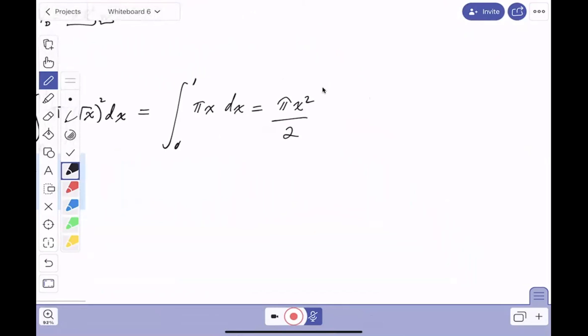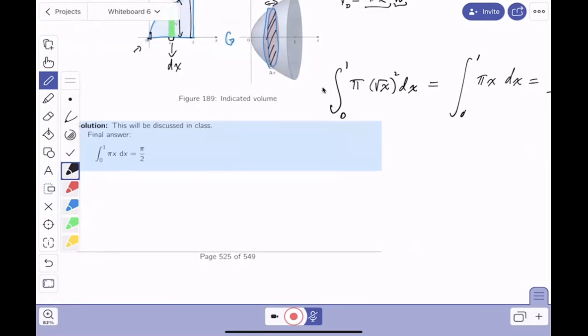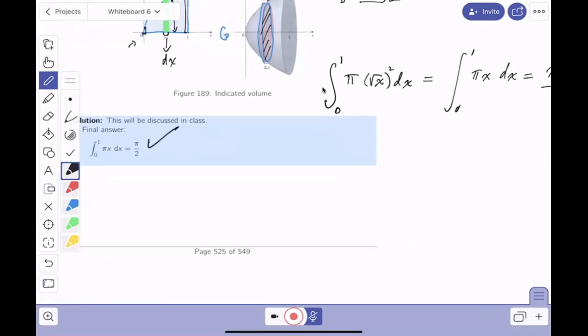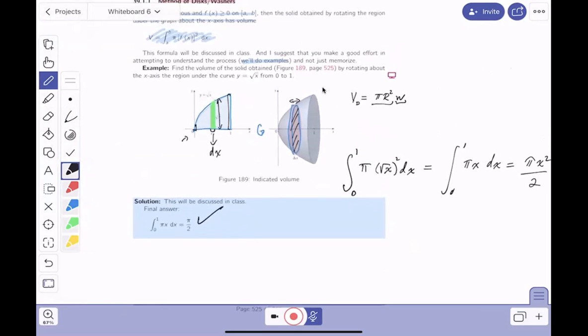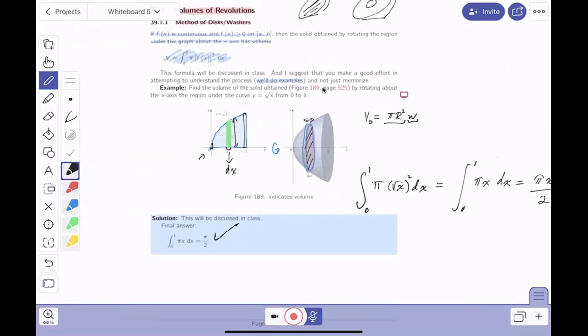Generally speaking, these will be easy to do. If not, we'll need a tool to do it. From 0 to 1, what do you get? Pi halves minus 0, which is pi halves. What is that? Cubic units. We get this. All right, let's repeat this. Someone says, well, I'm going to use a formula. You get the same answer, the same integral, the same limits, all that kind of stuff.